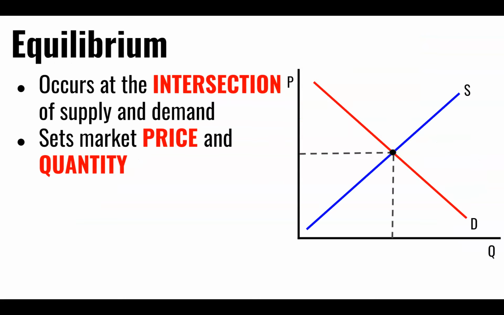So what's equilibrium? What would the price be if we were playing this game and people were willing to buy and people were willing to sell and we were exchanging money? It would be found at the intersection of supply and demand. That intersection is what we call equilibrium, and it sets the market price and quantity. It's very, very important to our study of economics.